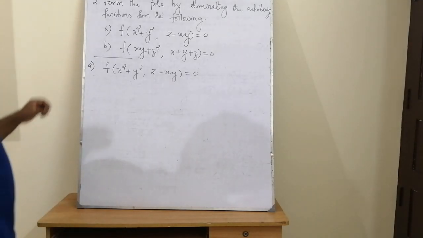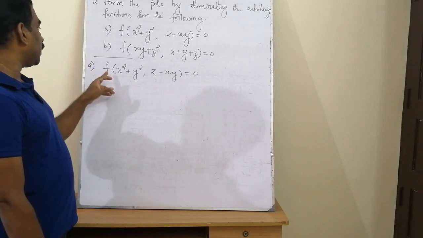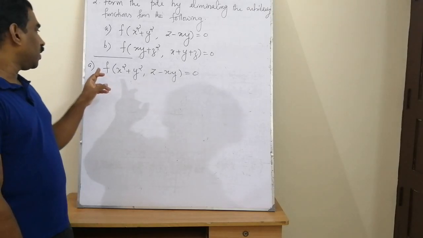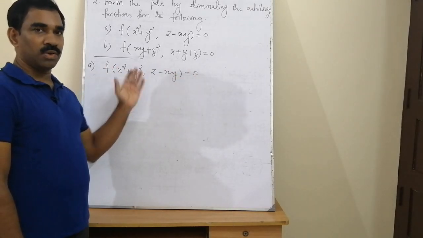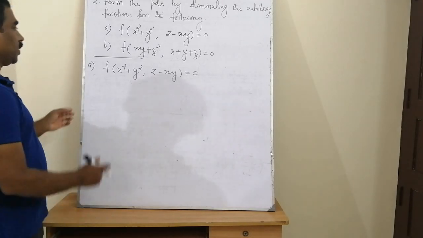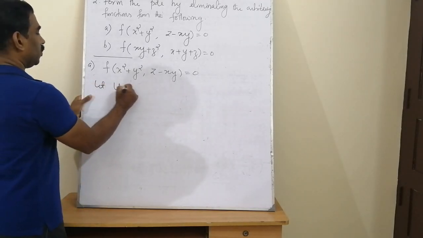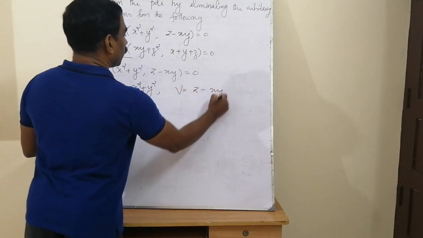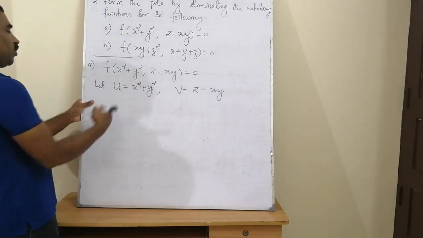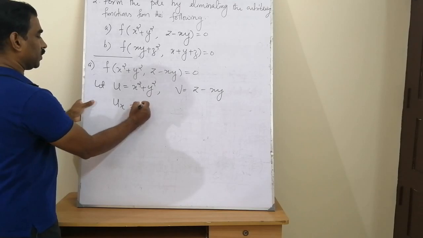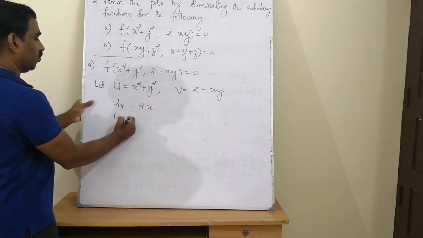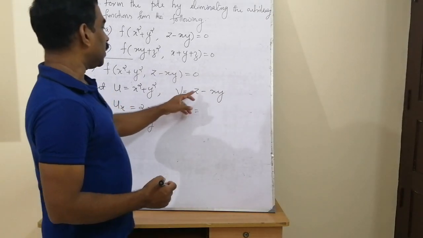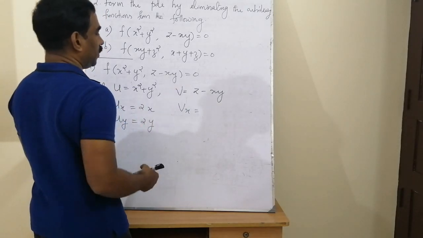Before solving this problem, that means before the formation of the partial differential equation, identify this as similar to formation of a partial differential equation from a relation of the form a function of u comma v is equal to 0, where u and v are functions of x, y and z. So let us call u is equal to x square plus y square and v is equal to z minus xy. For these types of problems, we compute the partial derivatives ux and uy. ux equal to 2x, uy is equal to 2y, vx is equal to, what is v? v is equal to z minus xy, where z is a function of x and y.